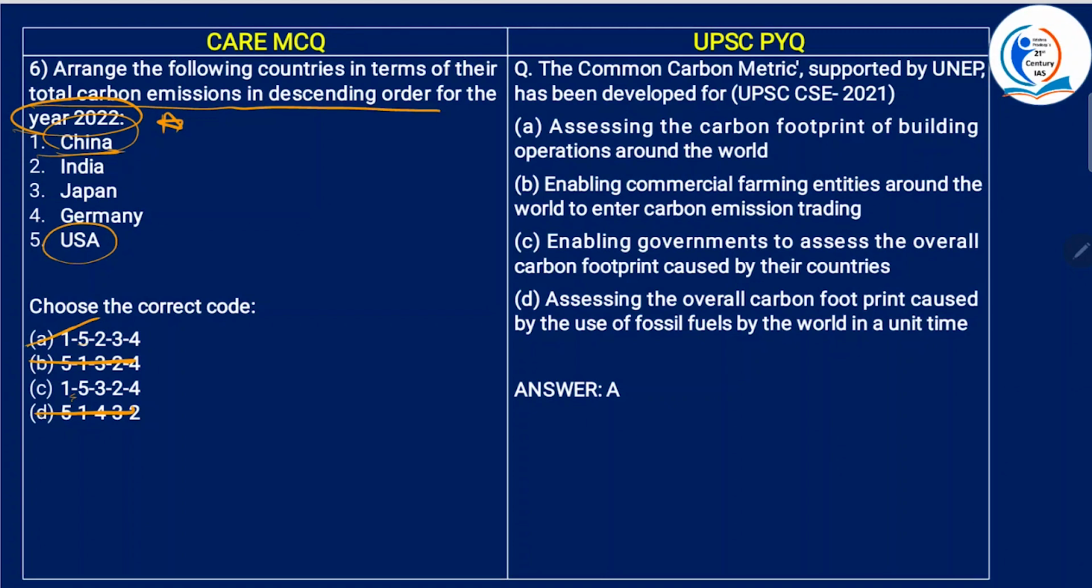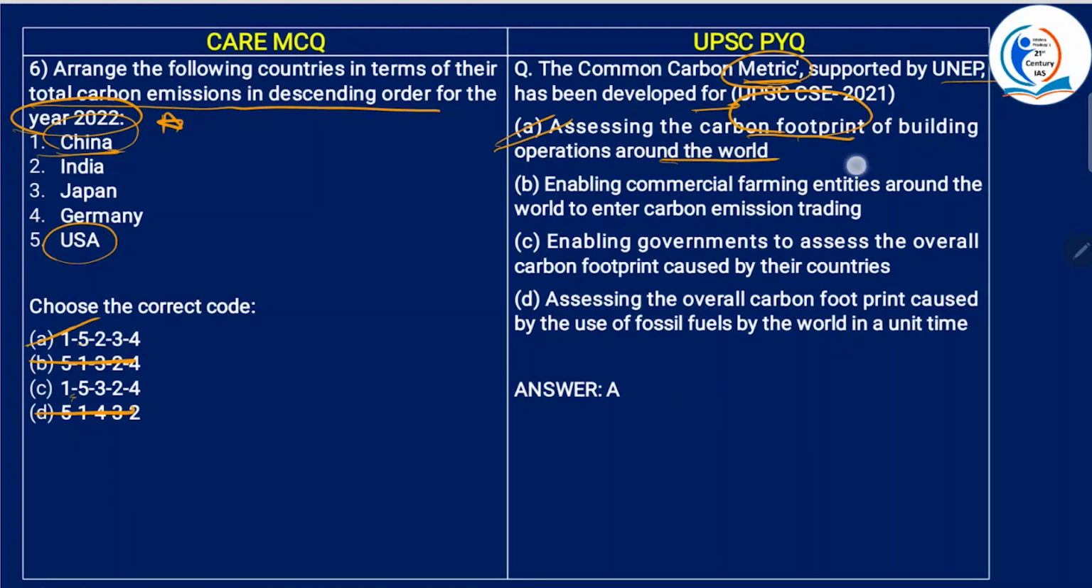Now, the common carbon metric supported by UNEP has been developed for. Metric, in common man's language, means measurement. Going by this word, we'll assess the options. Assessing the carbon footprint of building operations around the world. So this is the correct answer.